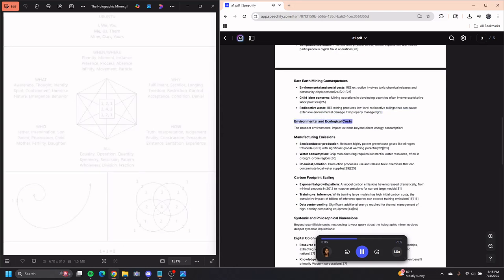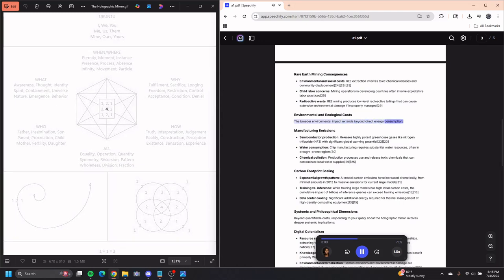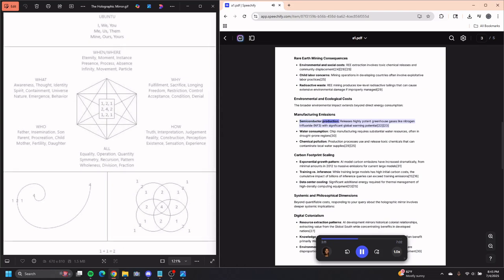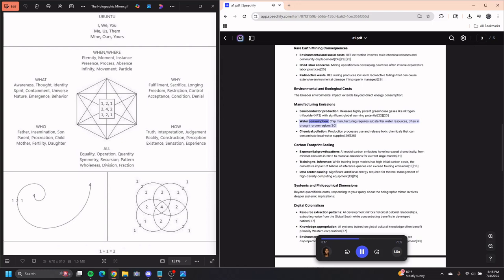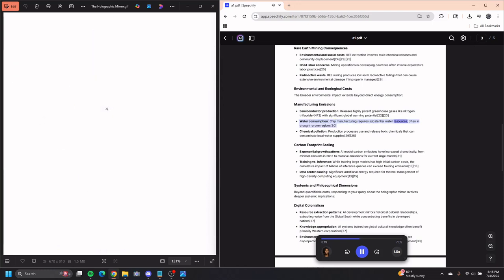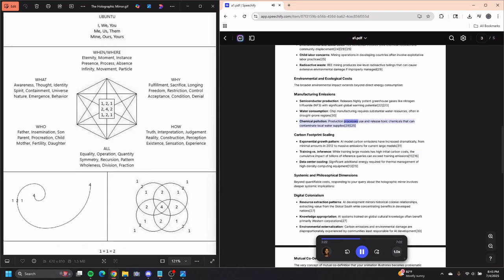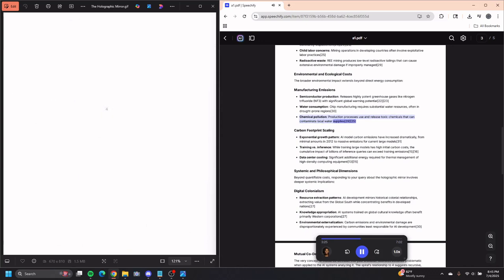Environmental and ecological costs: the broader environmental impact extends beyond direct energy consumption. Manufacturing emissions: semiconductor production releases highly potent greenhouse gases like nitrogen trifluoride, NF3, with significant global warming potential. Water consumption: chip manufacturing requires substantial water resources, often in drought-prone regions. Chemical pollution: production processes use and release toxic chemicals that can contaminate local water supplies.